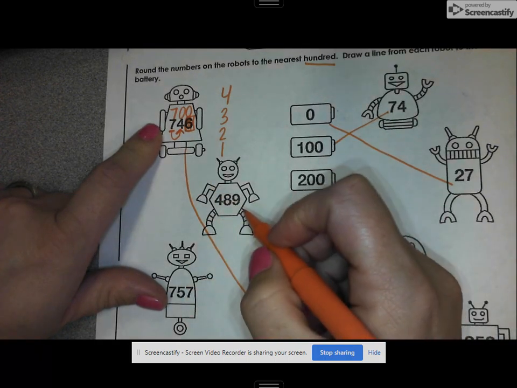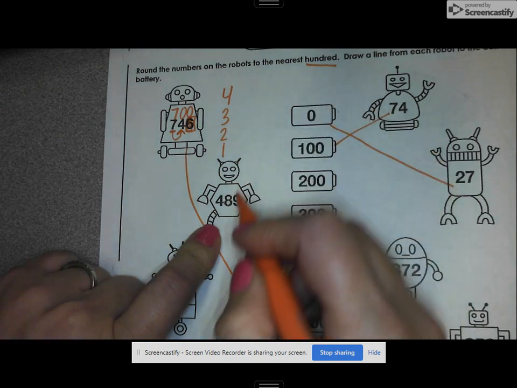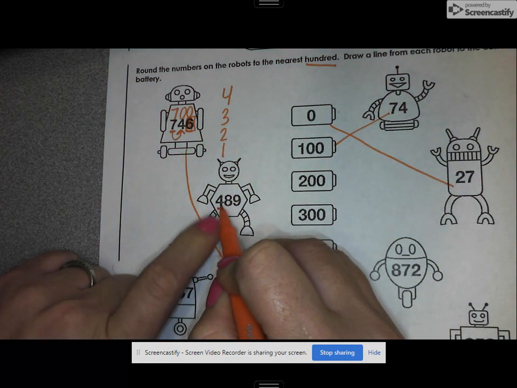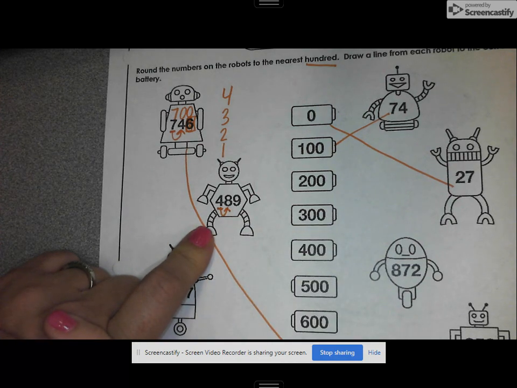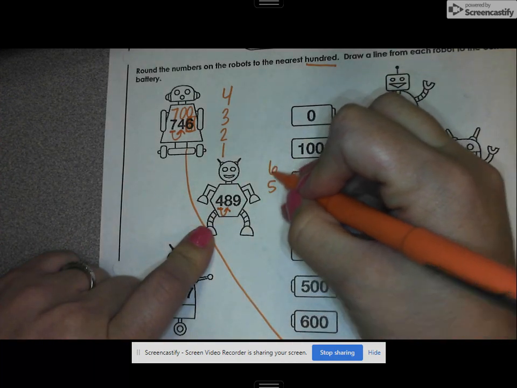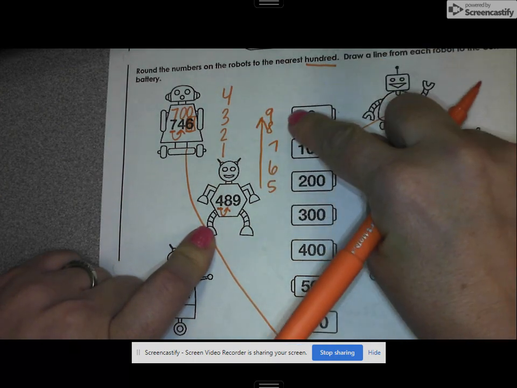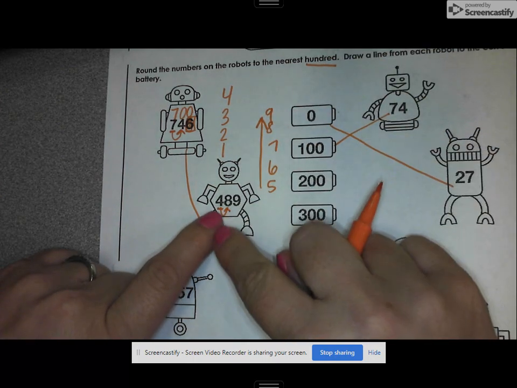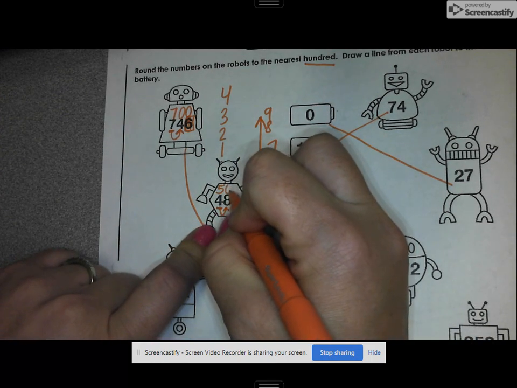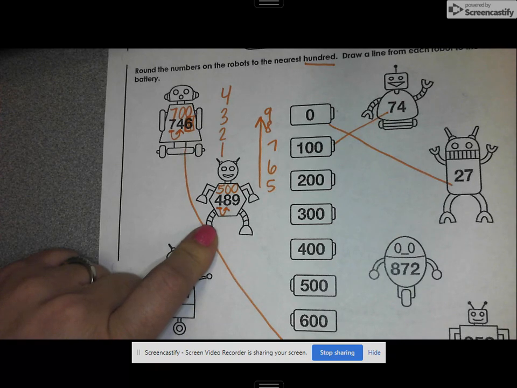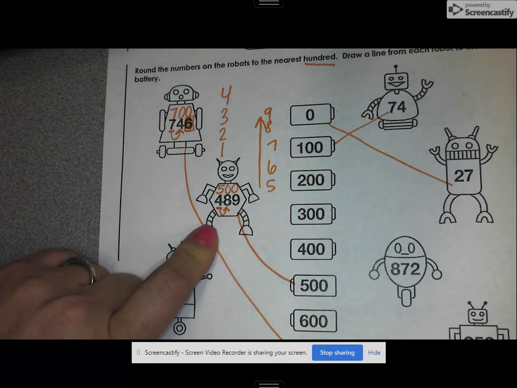All right, 489. We're rounding to the nearest 100, so we underline the hundreds place. We have a 4. It looks right next door and sees the 8. And the 8 is in our 5, 6, 7, 8, 9: 5 or more, raise the score. So an 8 tells the 4 to raise up to a 5. And then everything else becomes a 0. So 489 goes to 500.